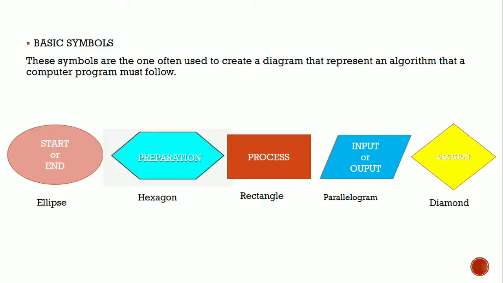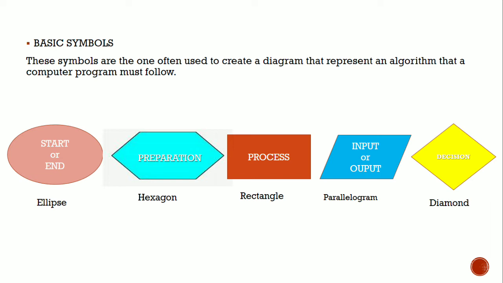There are 5 very common symbols in a flowchart. These symbols are the ones often used to create a diagram that represents an algorithm that a computer program must follow. So we have the ellipse. The ellipse is used at the start of your flowchart or at the end of your flowchart.